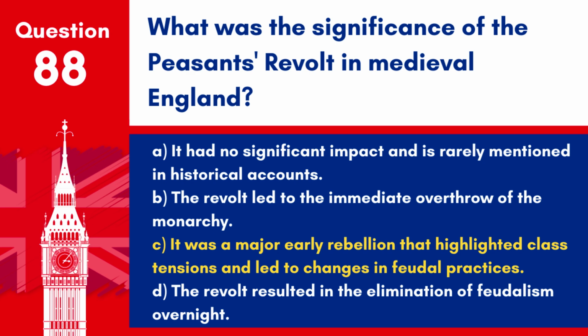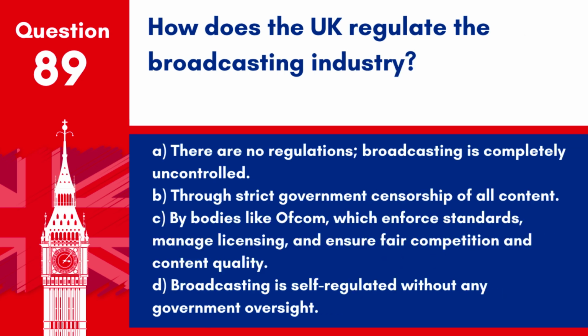Answer. C. It was a major early rebellion that highlighted class tensions and led to changes in feudal practices. The Peasants' Revolt of 1381 is significant for its role in showing the unrest and pressures within medieval society, eventually influencing the reduction of serfdom and feudal burdens. Question 89. How does the UK regulate the broadcasting industry?